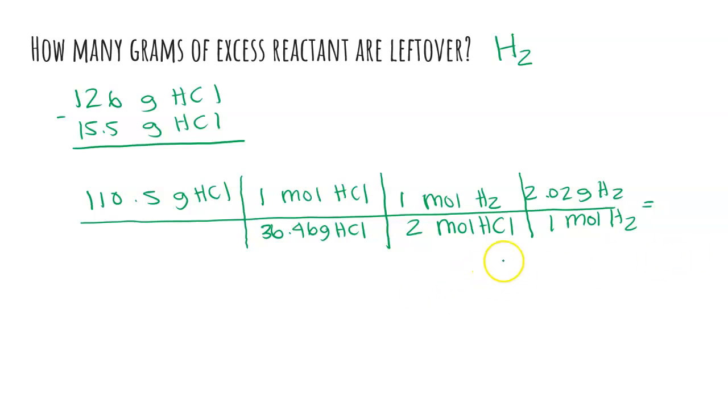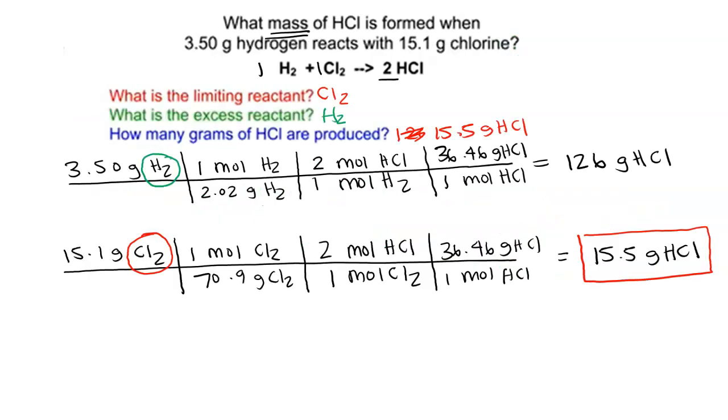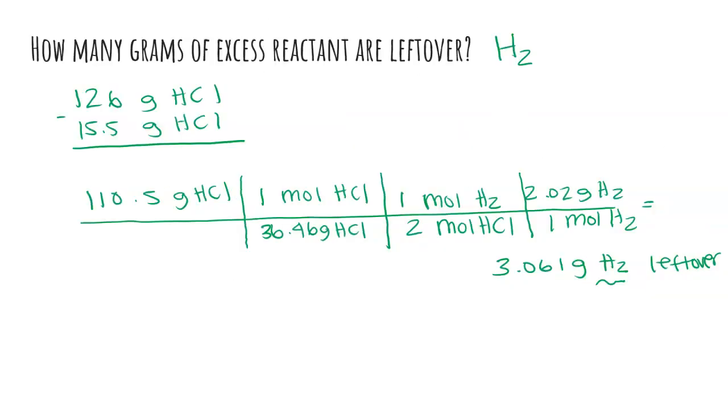So that there's 3.061 grams of the H2, or that excess reactant, that are left over. That means that about 3 grams of the hydrogen did not react at all, and just the hydrogen is left over. All of the chlorine was used up.